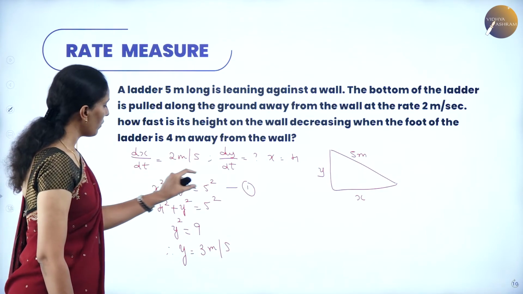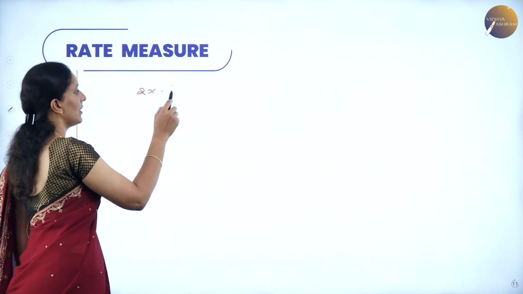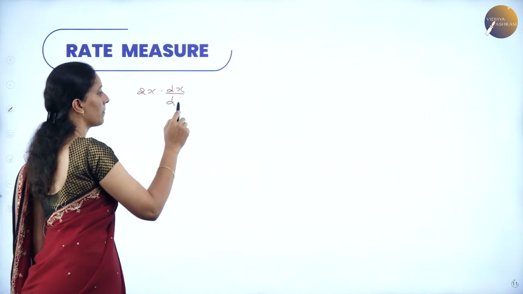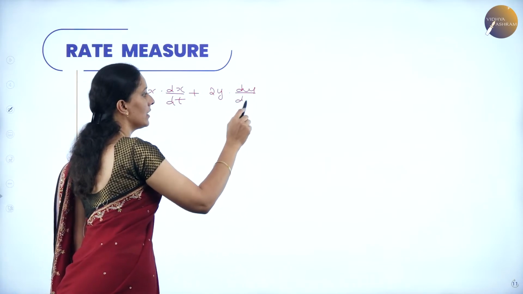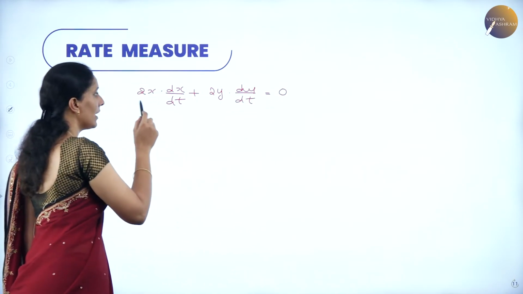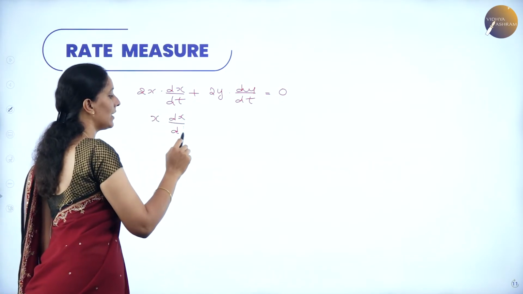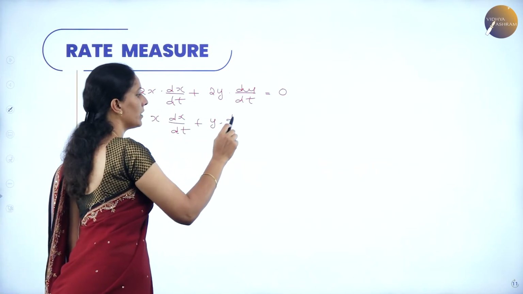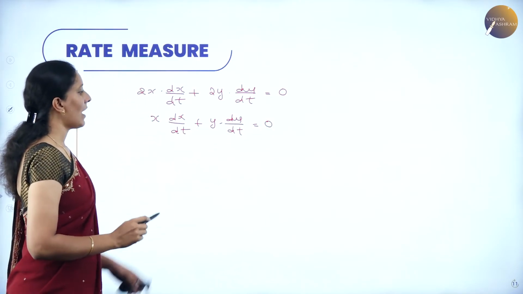Now we differentiate equation 1. We get the same, 2x into dx by dt plus 2y into dy by dt is equal to 0. Again dividing by 2, we get x into dx by dt plus y into dy by dt is equal to 0. So what is the value of x?